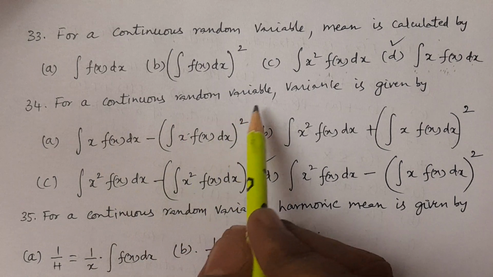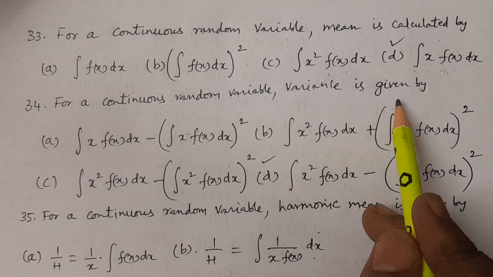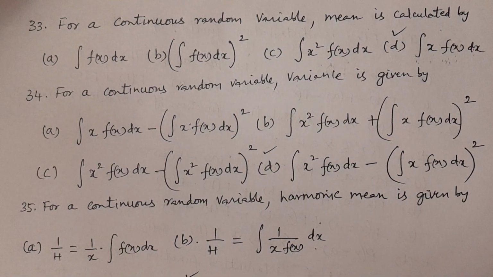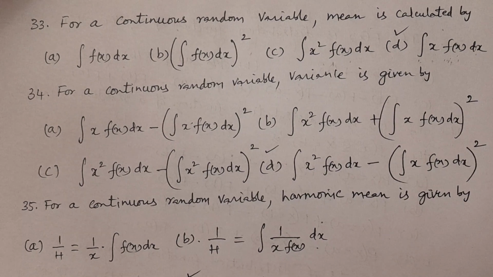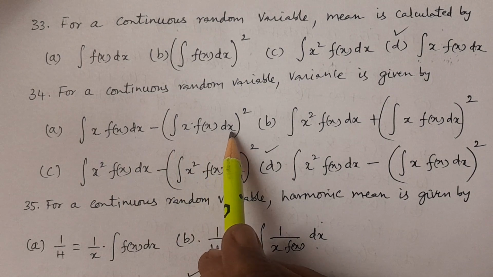Next, question number 34. For a continuous random variable, variance is given by. So it is all in terms of variance, the formula in terms of integration. Right? Integral x f of x dx minus integral x f of x dx whole square.